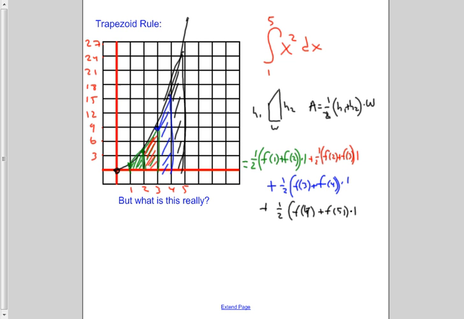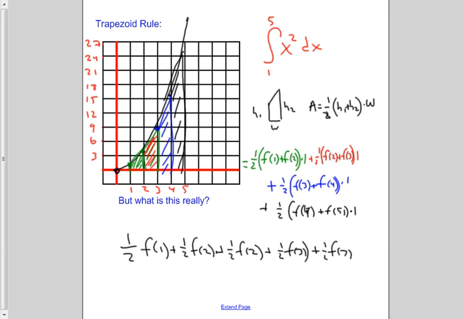And if we were to expand this, what we get is 1/2 f of 1 plus 1/2 f of 2 plus 1/2 f of 2 plus 1/2 f of 3 plus 1/2 f of 3 plus 1/2 f of 4, and see if you can start figuring out what this pattern ends up being.